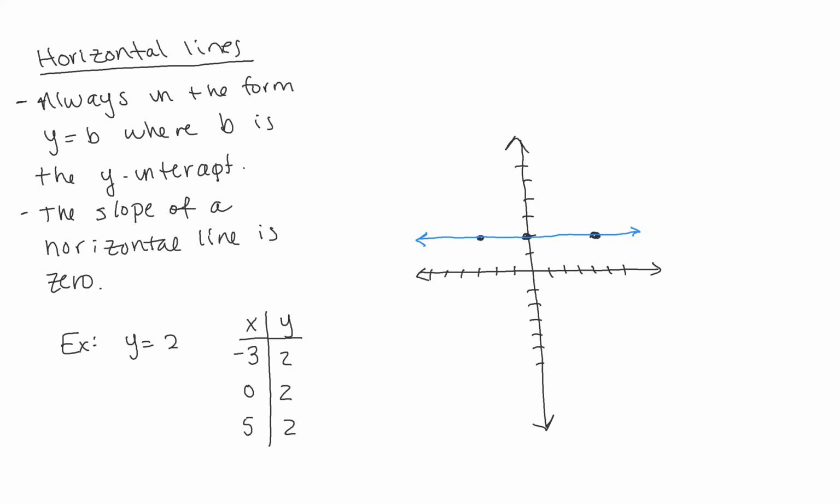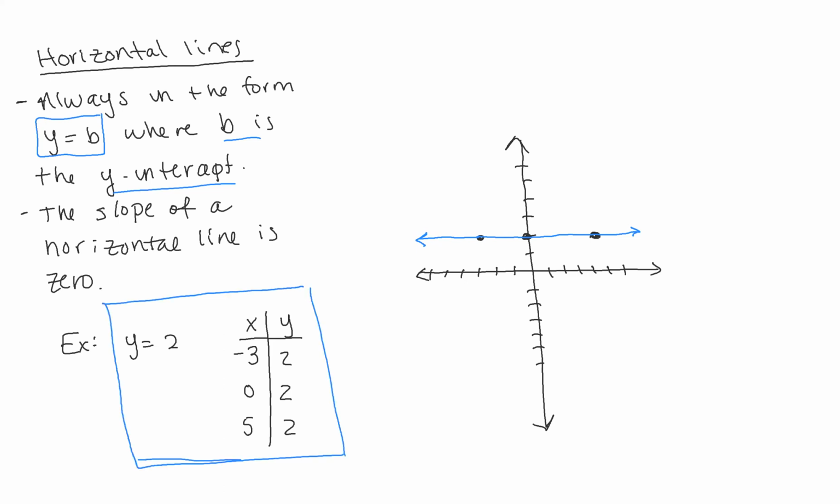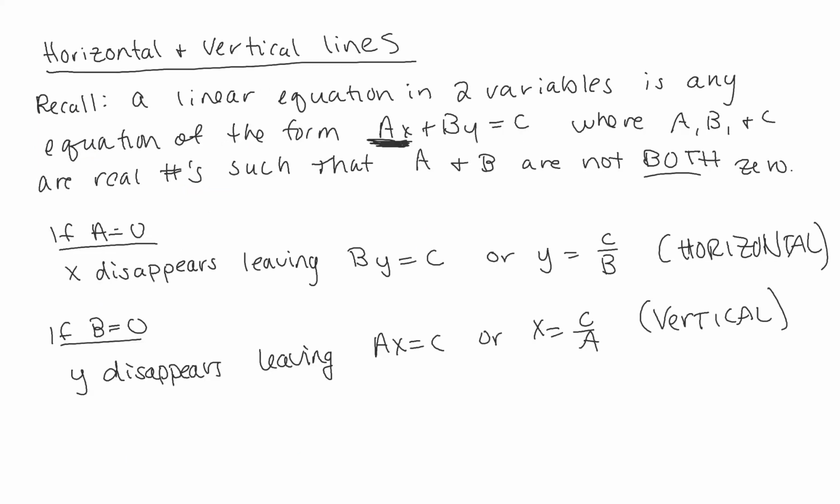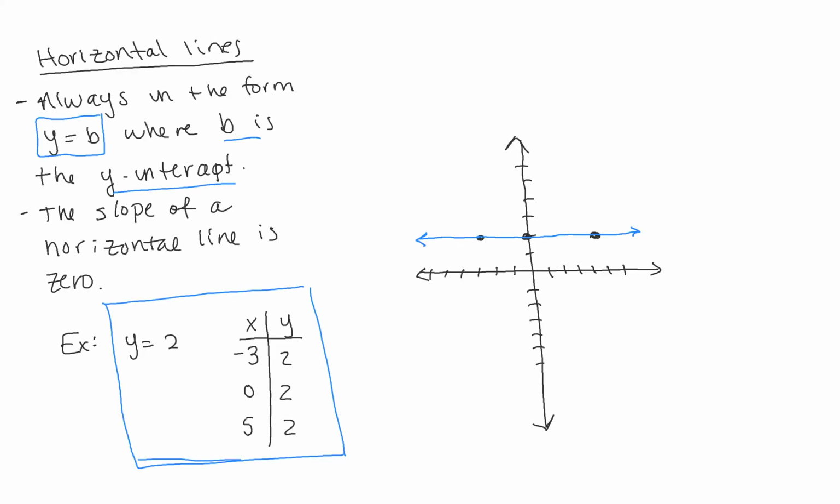Okay, so just know this information here, you're going to be in the form y equals some constant. That constant b is the y-intercept. And here's an example and a graph that you can look at. Just going back, remember, a linear equation in 2 variables is an equation of the form ax plus by equals c, where a, b, and c are real numbers, such that a and b are not both 0. But in the event that a is 0, x disappears, leaving by equals c, or y equals c over b. Since a, b, and c are just numbers, that's just going to be a constant. So you're going to get y equals some constant. That's your horizontal line.